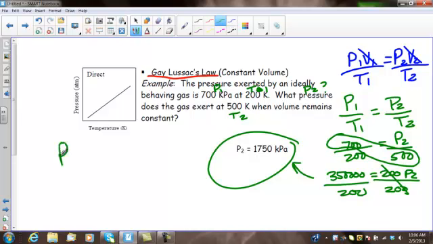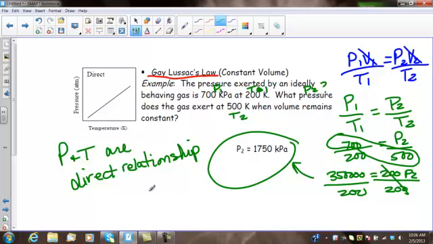Pressure and temperature are a direct relationship. If I increase temperature, it should make sense that pressure increases, because molecules are moving faster, they're colliding more. If it's a closed container, they're going to bounce off the walls of the container and increase the pressure. If temperature decreases, particles move slower, they don't collide as much, and therefore pressure decreases.